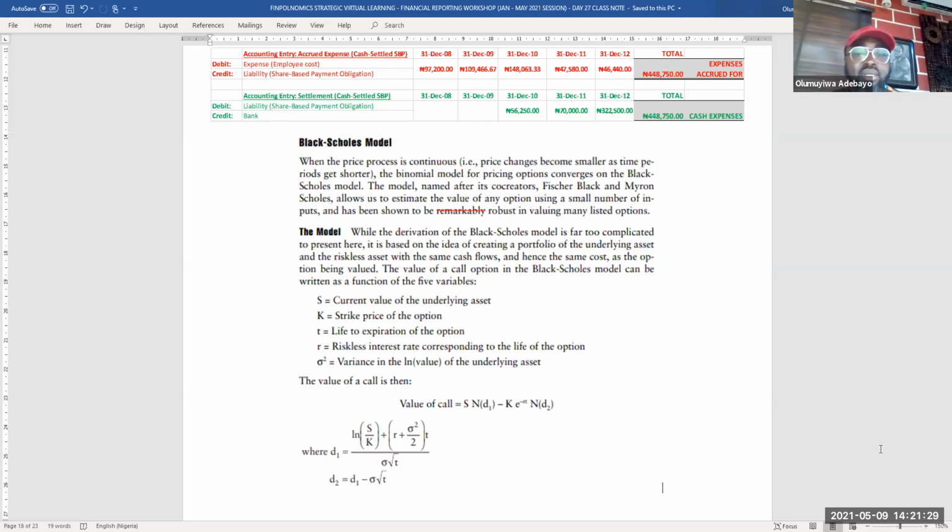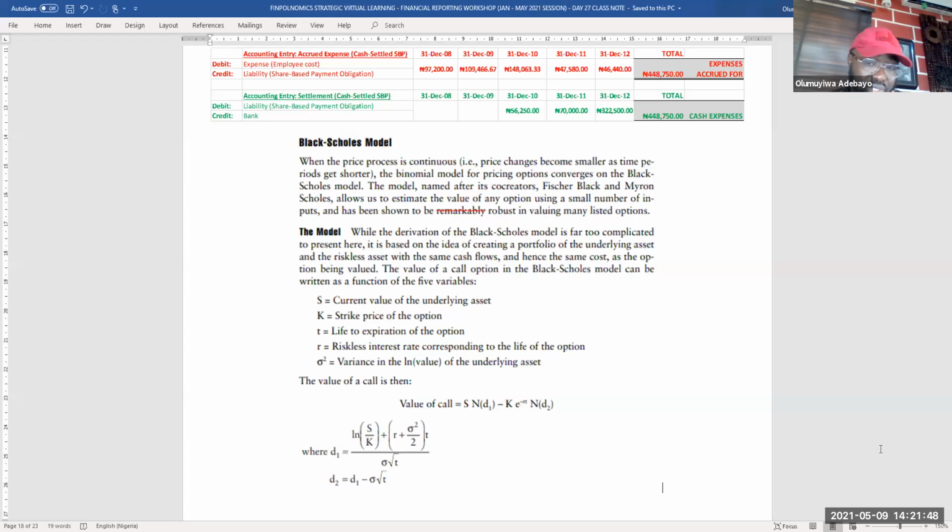Thank you very much. Okay, let's continue. On a lighter note, let's start with what I mentioned briefly yesterday: the Black-Scholes model, which we'll make use of in valuing options, especially call options.